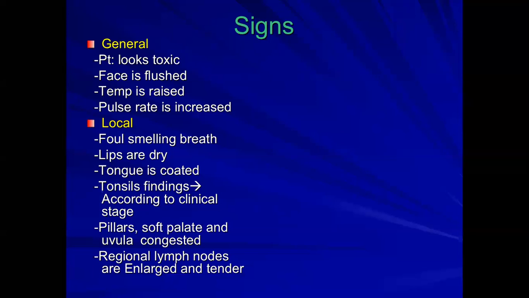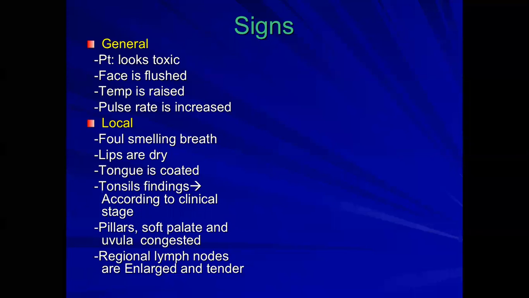Generally, if we go to the signs side, what signs have we observed? The patient looks toxic. The face is flushed. The temperature is raised. The pulse rate is increased. There is foul smelling from the breath. The lips are dry. The tongue is coated. Tonsil findings are according to the clinical stage.